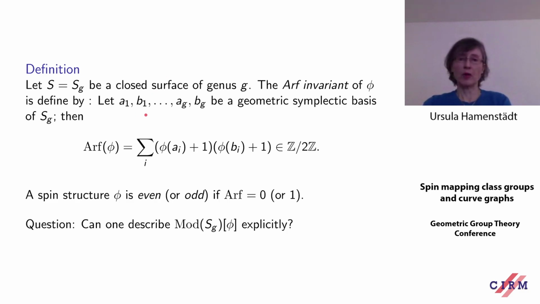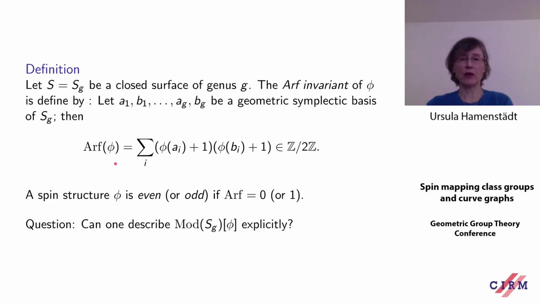So we have a1, b1 to ag, bg, and we want that a1 and b1 intersect in a single point and are disjoint from ai, bi for i bigger than 1. And this is supposed to be holding true for all the other pairs also. So that means ai, bi is disjoint from aj, bj if i is not equal to j, and ai, bi intersect in a single point. Then we can write down the following expression.